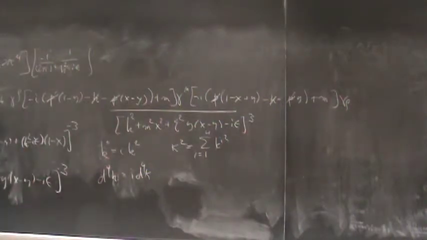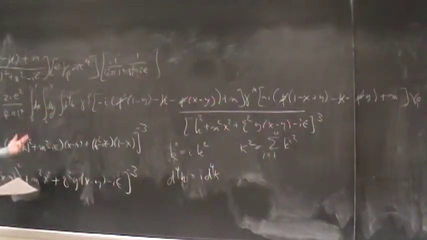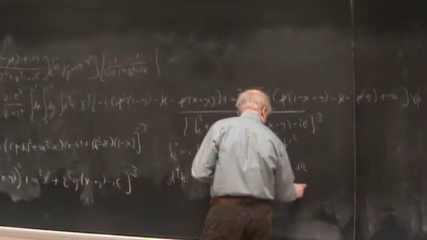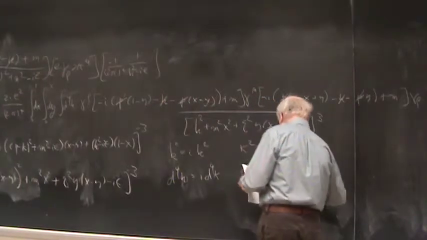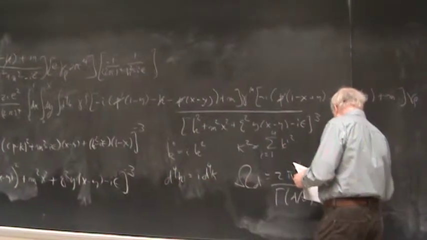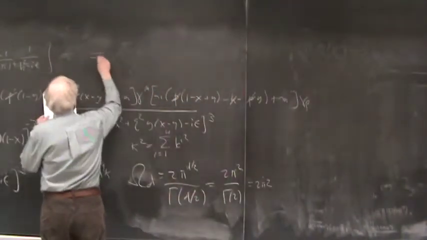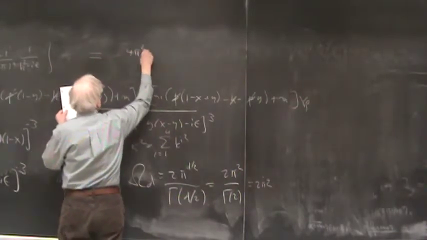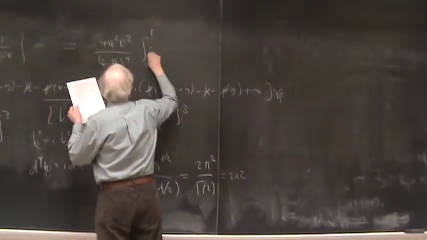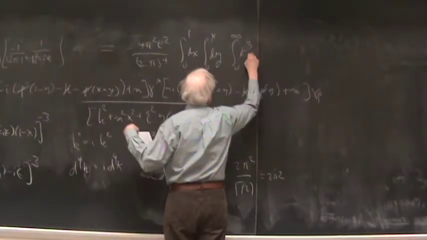That's the only variable. So this thing is then effectively kappa cubed d kappa times the area of the unit sphere in four dimensions. But you did that as a homework problem. Omega d is 2 pi to the d over 2 divided by gamma of d over 2. And that's 2 pi squared over gamma of 2, which is 1. So this is just 2 pi squared. Okay, so altogether, this thing is equal to minus 4 pi squared e squared over (2 pi)^4, integral 0 to 1 dx, integral 0 to x dy, integral 0 to infinity kappa cubed d kappa.